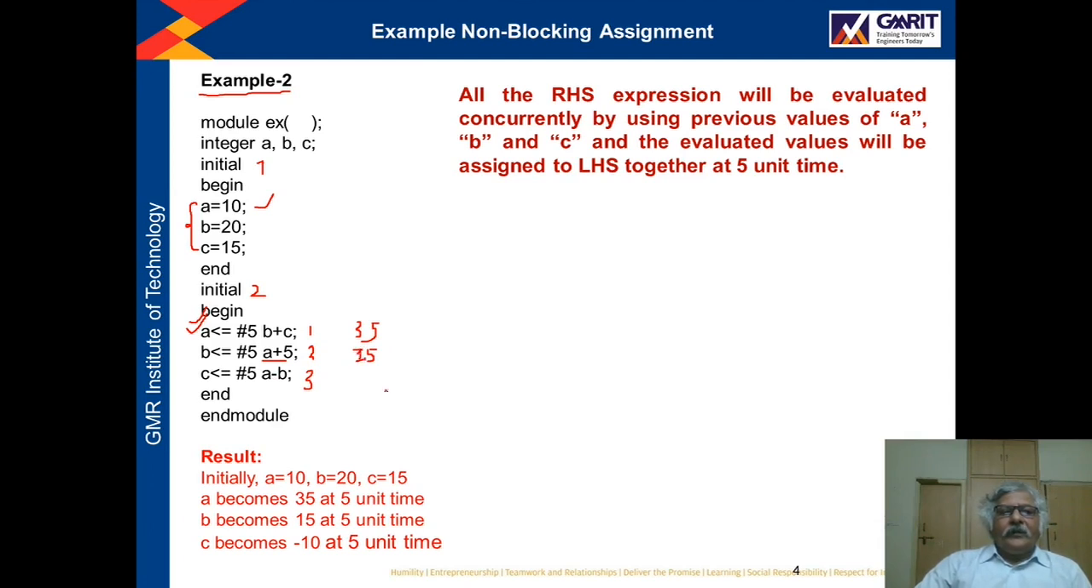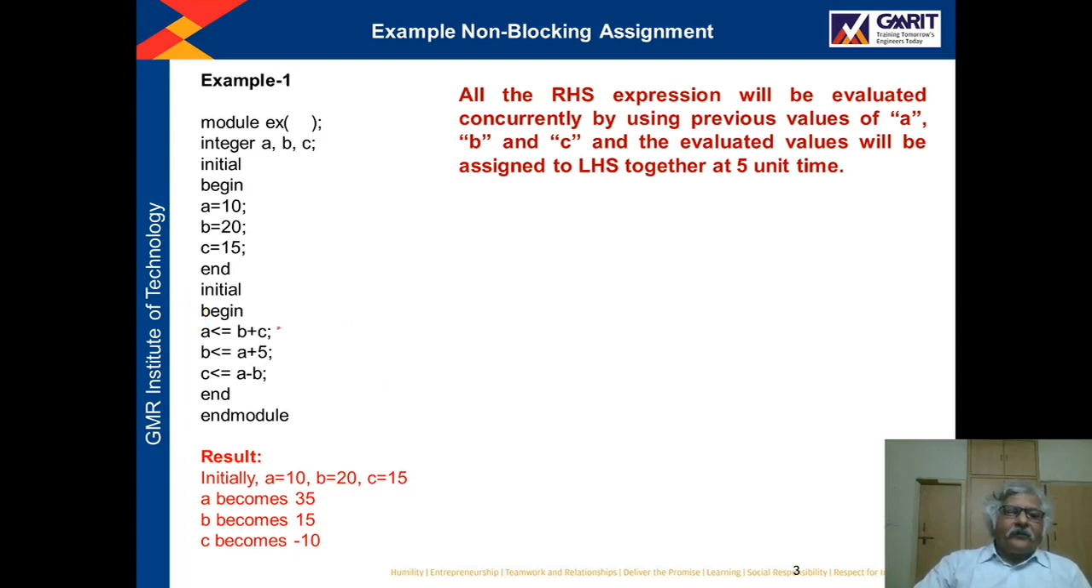And A minus B is evaluated as minus 10, right? But in the last example, see this code. These three values were evaluated in parallel, in a concurrent way, and after the evaluation of these three, the updated values will be assigned to A, B and C exactly at the same time.